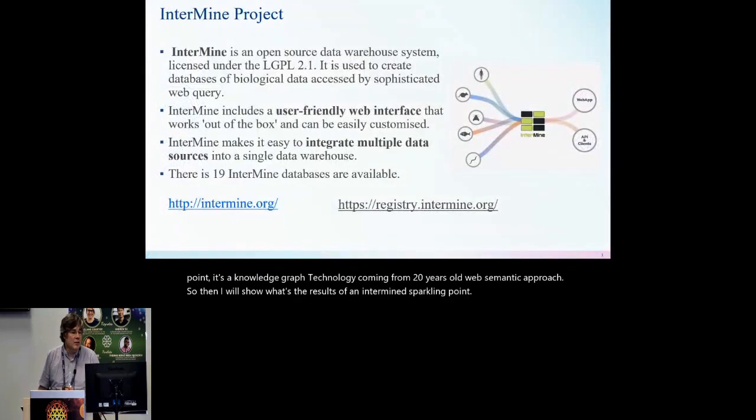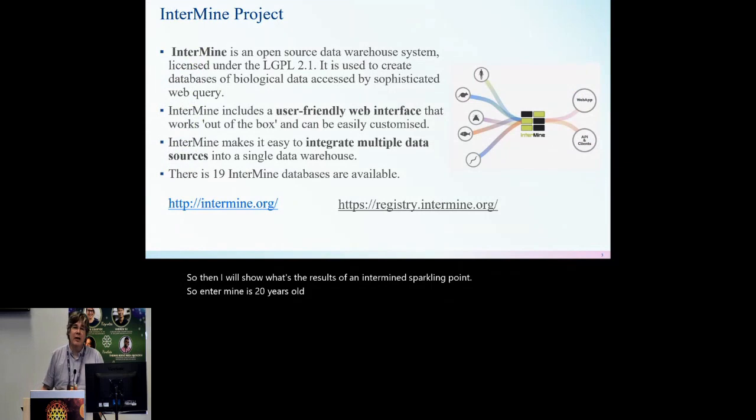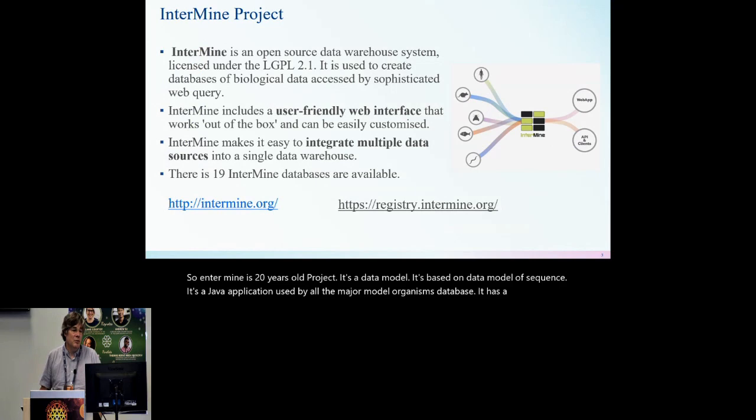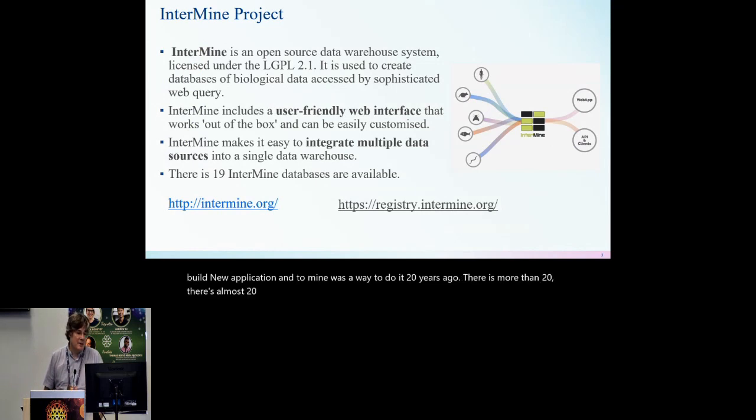InterMine is a 20 year old project. It's based on a data model of sequence. It's a Java application used by all the major model organism databases. It has a very simple to use, user-friendly web interface. It was designed to integrate data. So you can imagine Overture, for example, is a way to build new applications. InterMine was a way to do it 20 years ago. There are almost 20 different InterMine databases.